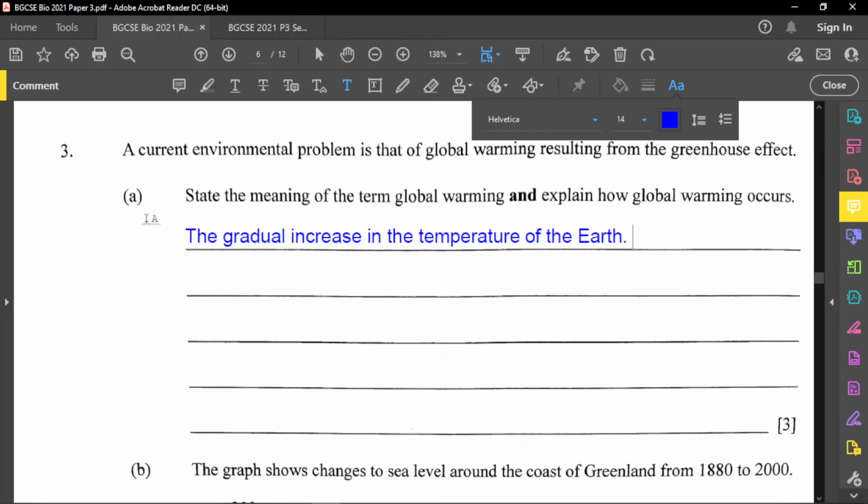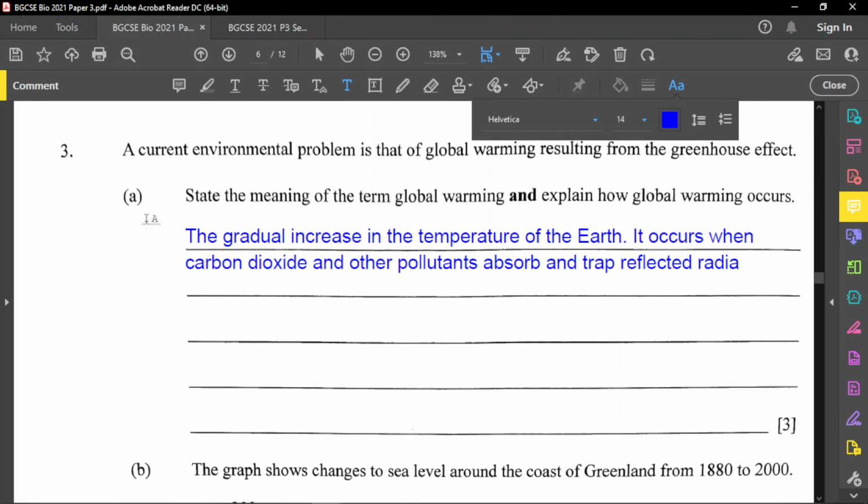It also asks us to explain how it occurs. So it occurs when carbon dioxide and other pollutants absorb and trap reflected radiation from the surface of the earth.